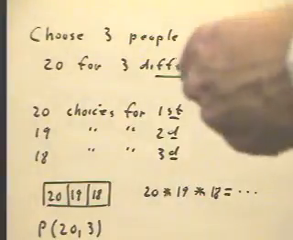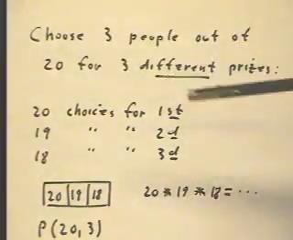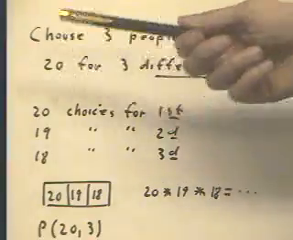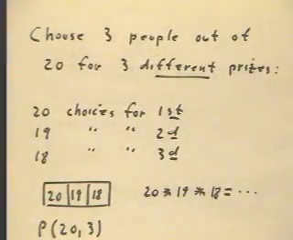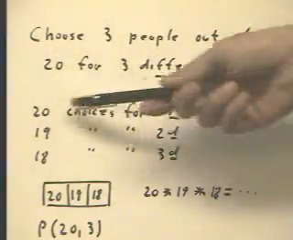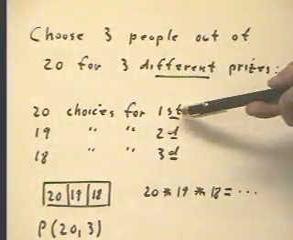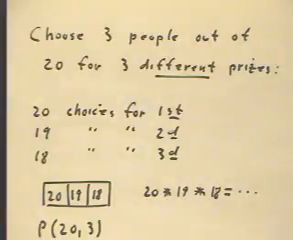Let's say now that we want to choose 3 people out of 20 for 3 different prizes. In how many ways can we choose those 3 people out of 20? Well, first we've got to choose the first person. Let's say there are 20 choices. There will be 20 choices for the first person because nobody's been chosen.